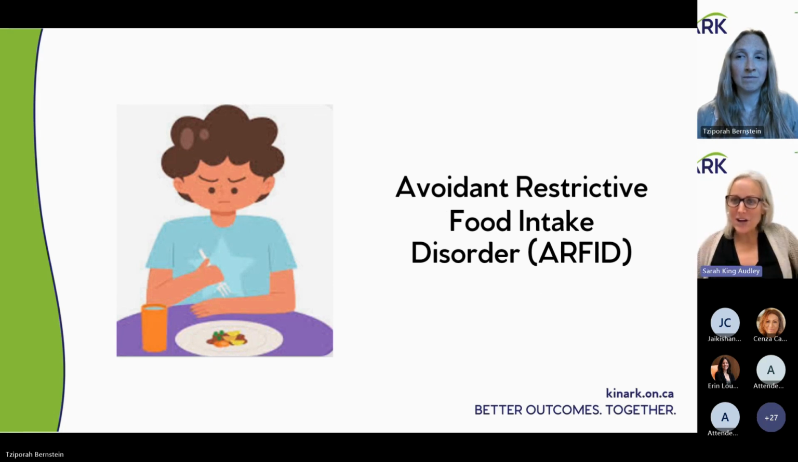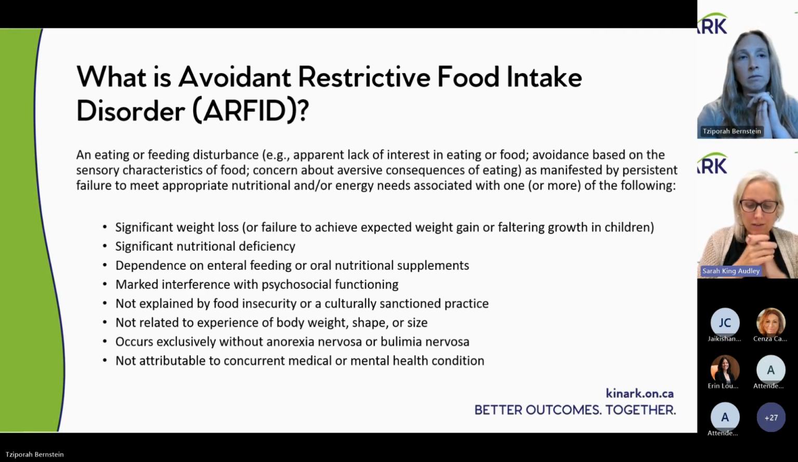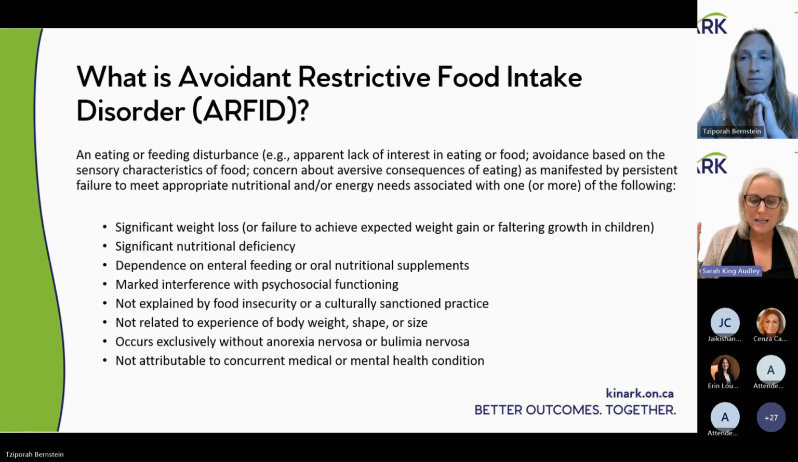Okay, so we talked about anorexia nervosa restrictive type. I'm just going to spend a little bit of time here talking about avoidant restrictive food intake disorder, which is commonly referred to as ARFID. This is a newer diagnosis, and it represents what used to be called a feeding disorder of infancy or early childhood, although it doesn't just affect infants and children. So it is considered an eating or feeding disturbance, with an example being apparent lack of interest. There's three types of ARFID, so we'll touch on those in a second.